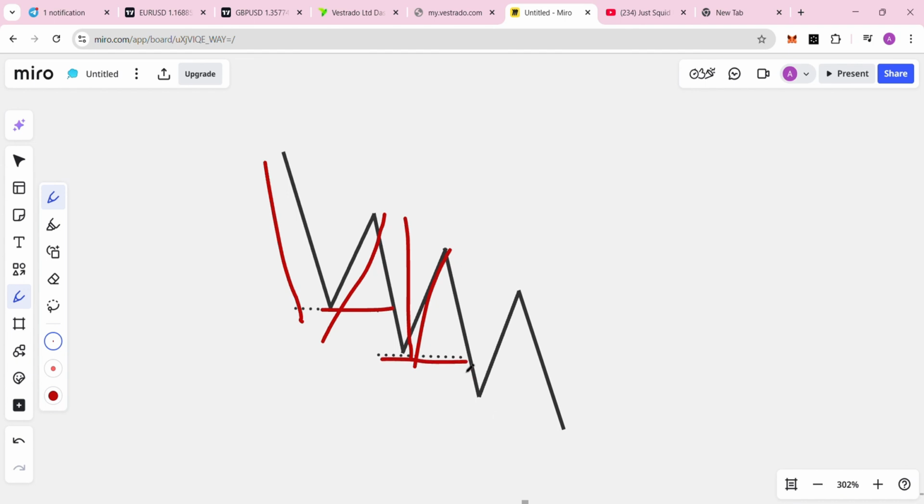Just like I told you earlier, for a valid break of structure to occur in a bearish trend, you want to see the market close below the previous low. Once the market closes below this previous low, you know that, okay, the market is in a downtrend now.